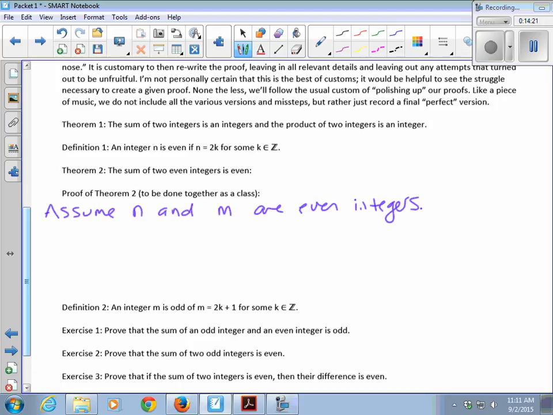Okay. Now, using the definition of even, that means that n and m can both be written as 2 times something, right? So thus, n can be written as, say, 2 times k, and m, I'll use 2 times j, because they're not necessarily 2 times the same number, right? So m will be 2 times j. So we have 2 different even numbers here, where k and j are both integers. So n is 2 times an integer and m is 2 times an integer.